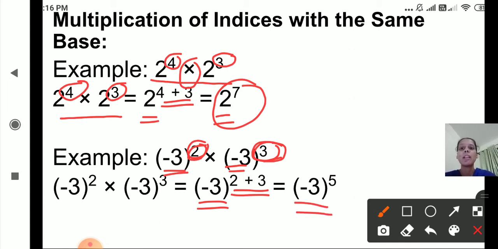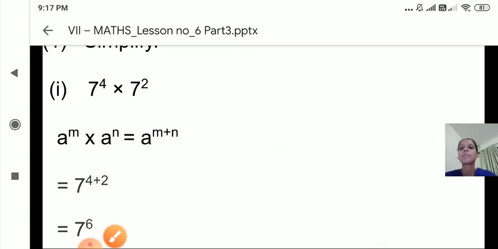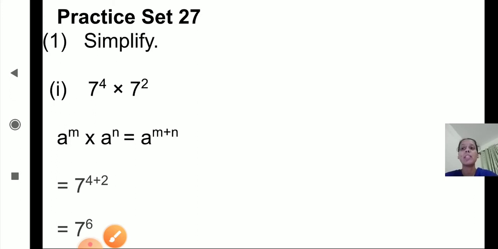Okay, hope you are clear with this. You will write down the formula, then according to that formula you will solve. So this is about multiplication of indices with the same base. Now we'll start practice set 27.